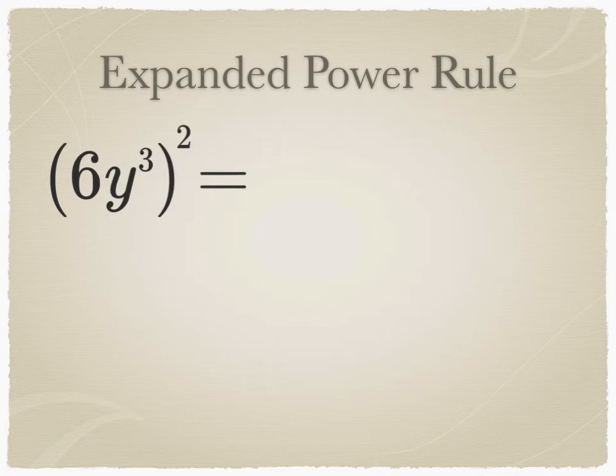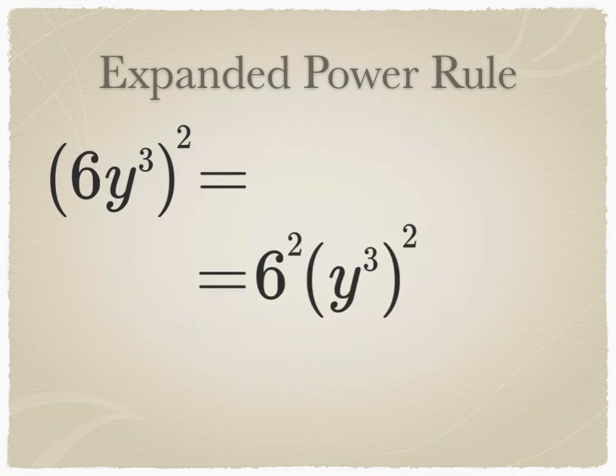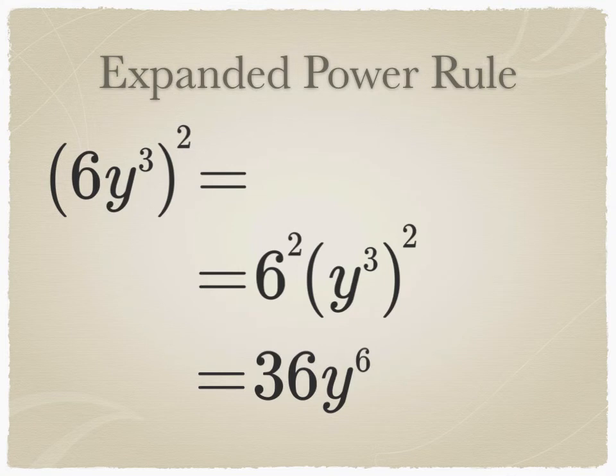For the first one, we've got 6y cubed, squared. We are going to apply that exponent 2 to each of the terms. So we'll get 6 squared times y cubed also squared. And 6 squared is 36. And y cubed squared is going to be y to the 6th.